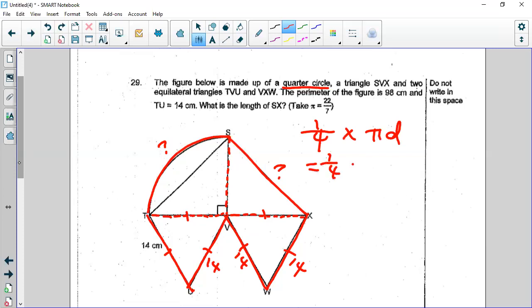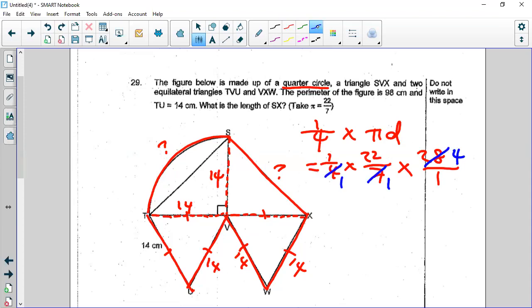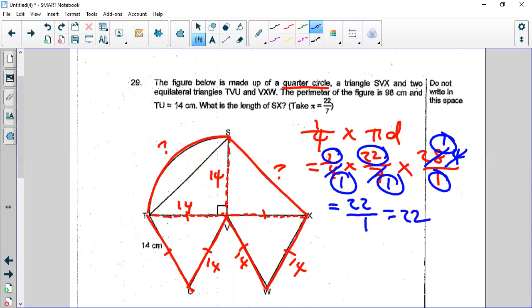So 1/4 times 22/7, and what's the diameter? Quadrant has no diameter. Quadrant has only radius. So you have to take the radius times 2 to get the diameter. Then how do you cancel? You take 7 divided by 7, 1. 28 divided by 7 is 4, right? And then 4 divided by 4 is 1. And the other 4 divided by 4 is 1. So once the denominators are all 1 already, you can multiply. 1 times 22 times 1 is 22. Then 1 times 1 times 1 below is also 1. So what's the circumference? 22.